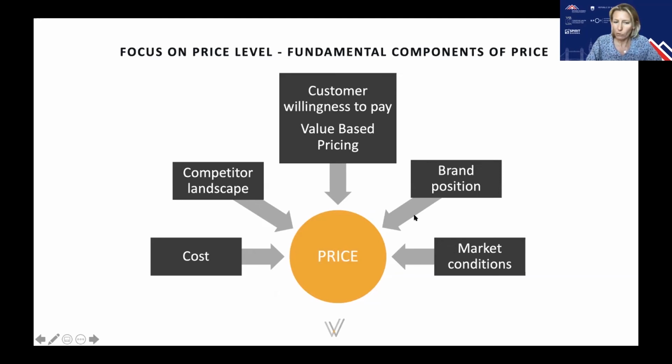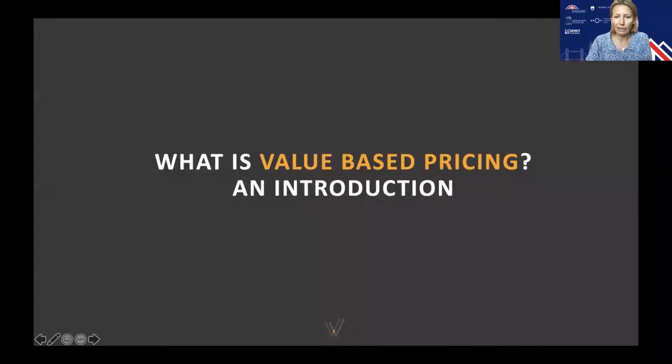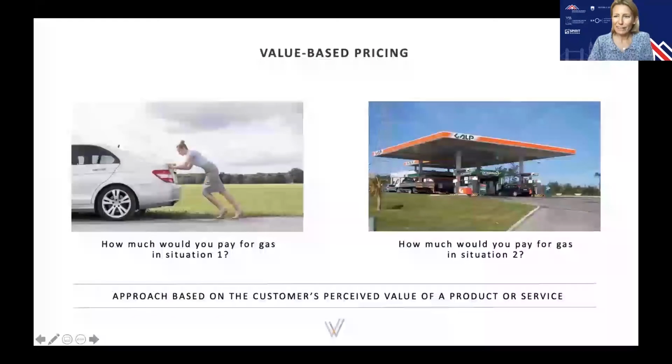Okay, so I'm not going to say any more about any of these other points for now. I've been talking about this thing called value-based pricing. What is it? And I'd like to explain this visually. So we've got two situations here where one needs to buy petrol. And the question is, how much would this person, this poor lady, pay for her gas in situation one when she's clearly stuck on the roadside and run out?